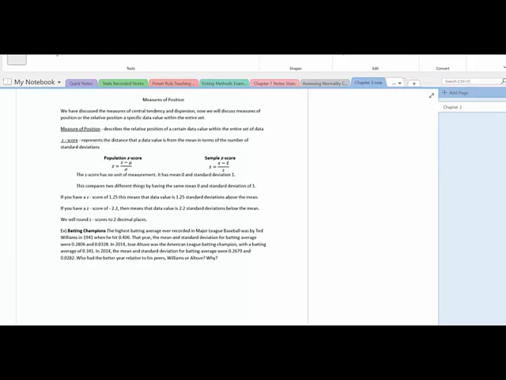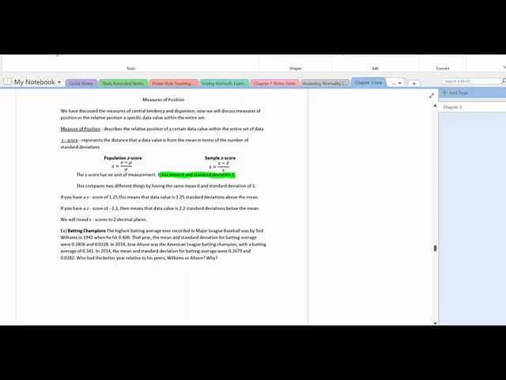So the population z-score and the sample z-score are pretty much the same formula. It's the data value minus the mean divided by the standard deviation. So the z-score has no unit of measurement. It has a mean of 0 and a standard deviation of 1.